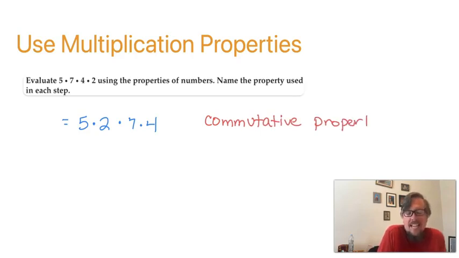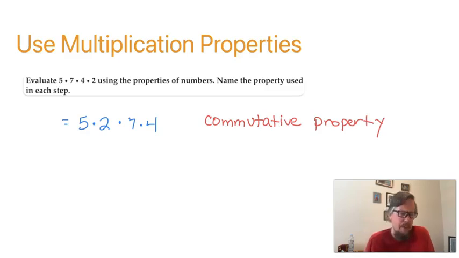This is exactly the same name of the property used in addition when you change the order. So the order doesn't matter in addition either. It's the commutative property of addition there. So the commutative property says I can change the order and the answer will be the same.